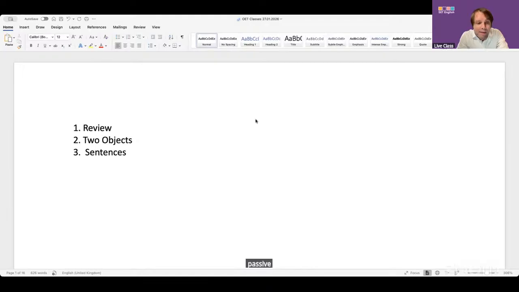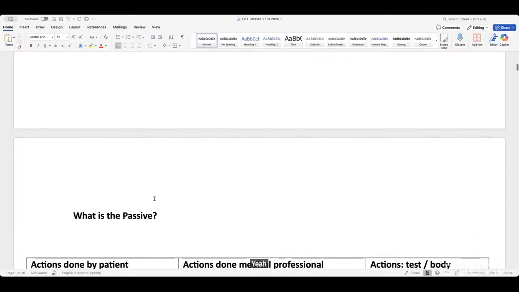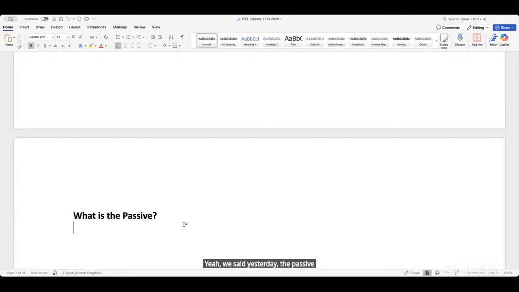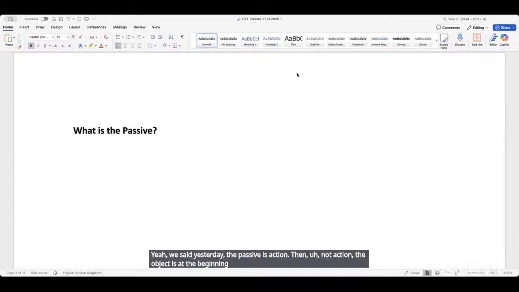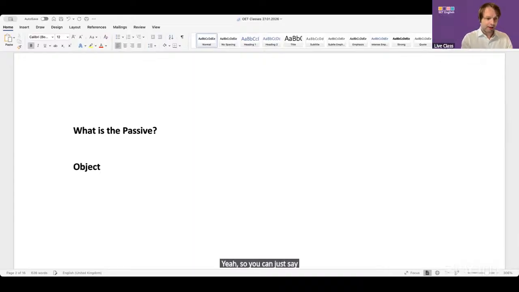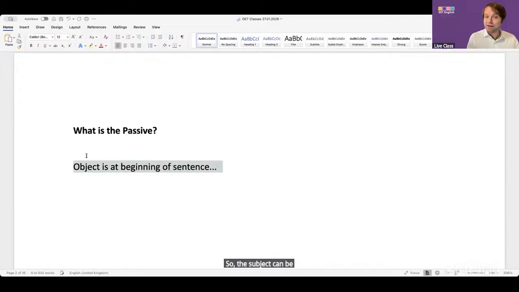Passive. Amal, could you tell us what is the passive? What did we say yesterday? Do you remember? Yeah, we said yesterday passive is action, then not action, the object is at the beginning and the subject is at the end. Yeah, so you can just say the object is at the beginning of the sentence. Okay. Do we always need to include the subject, guys? No. So the subject can be at the end, Amal, but not necessarily.